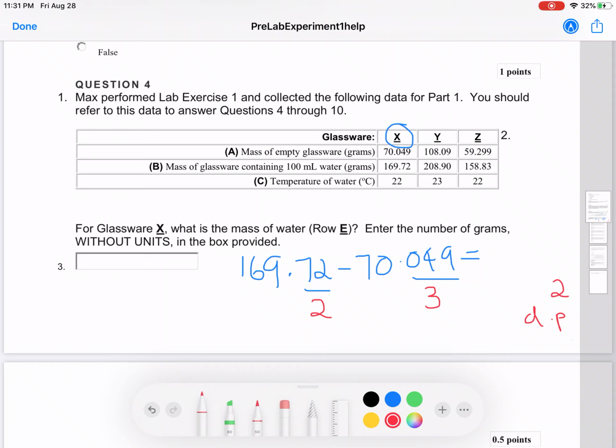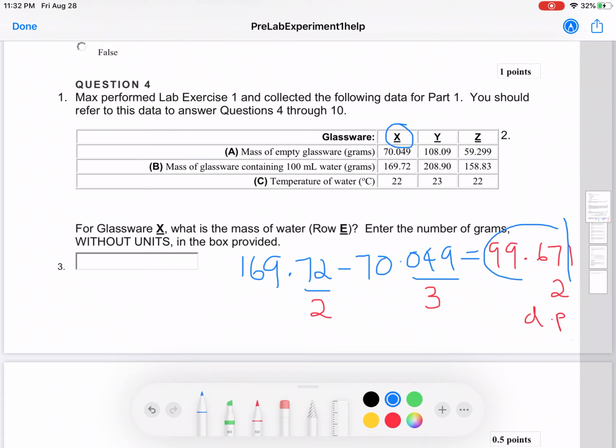So 169.72 subtract 70.049 will give you the answer as 99.671. So we need to keep this in 2 decimal places. So then we have to drop 1. So when you drop 1, the 1 is less than 5, so you're not going to add anything to the 7, which is the number we are retaining. So your answer is going to be 99.67.